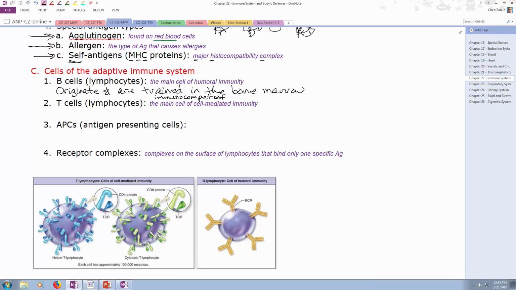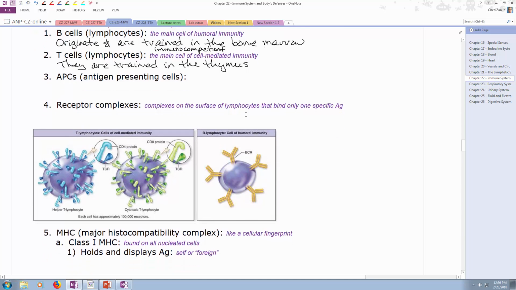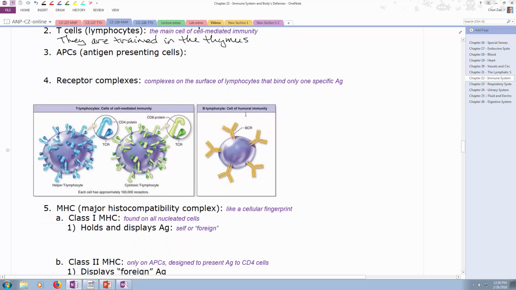T cells, they did originally originate in the bone marrow, but they are trained in the thymus. You never find a B cell in the thymus. You only find T cells, but you can find the precursors to our T cells in the bone marrow, because all lymphocytes originate in the bone marrow, but their training for T cells is actually in the thymus. That's where they become immunocompetent.